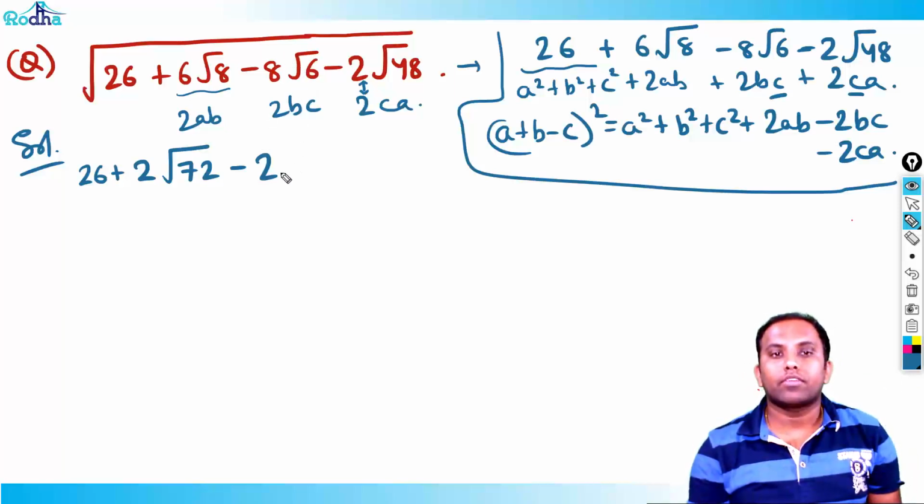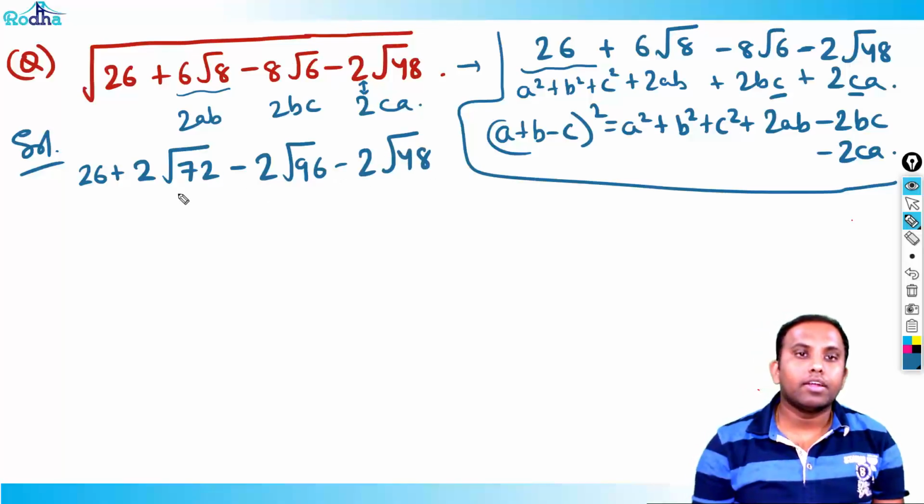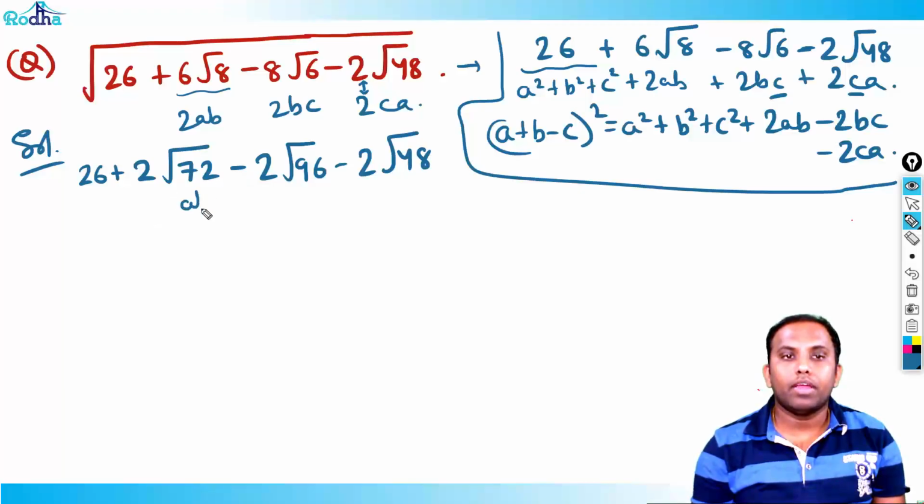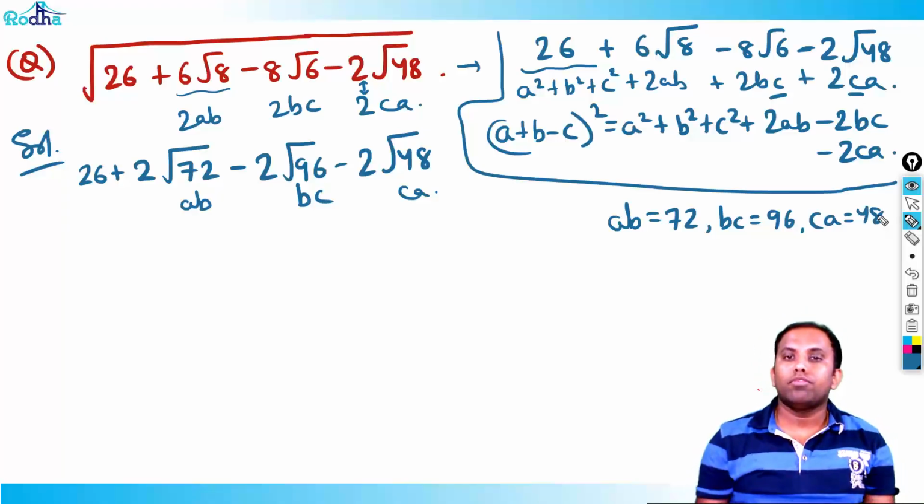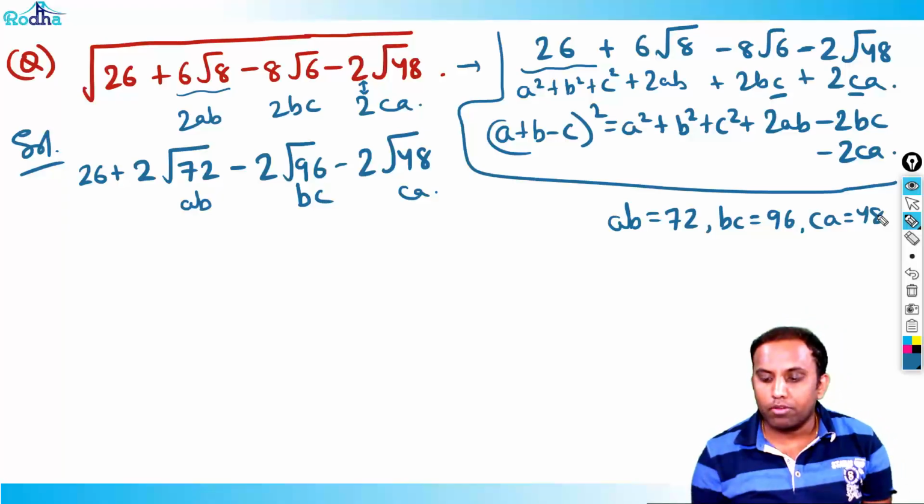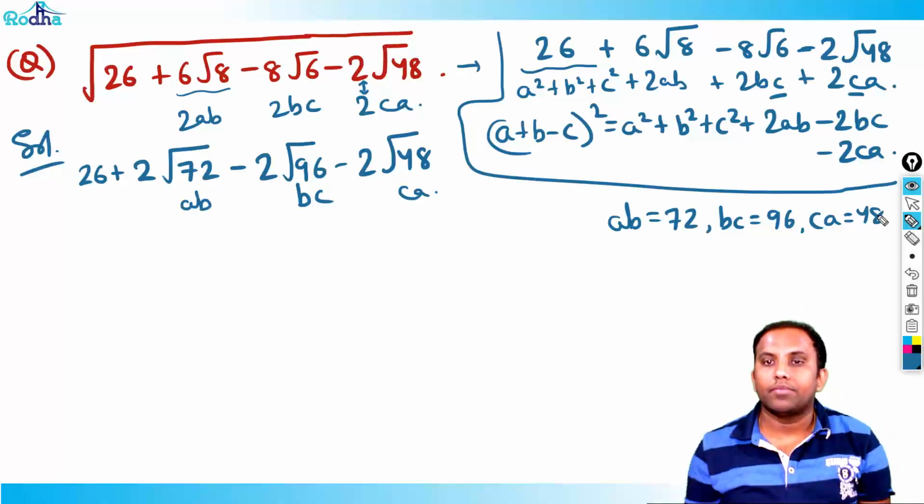16 into 6 is 96. So 2 root 96 minus 2 root 48, correct? Now again, we have to observe the same thing here. I know it is 2AB, I know it is 2BC, it is 2CA. So just for the moment, take these numbers: if AB is 72, if BC is 96, and if CA is 48, what could be the possible values of A, B, and C?